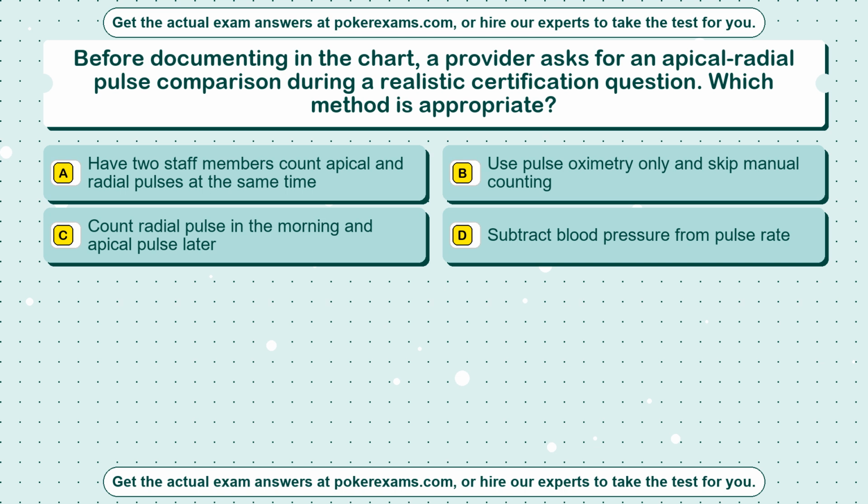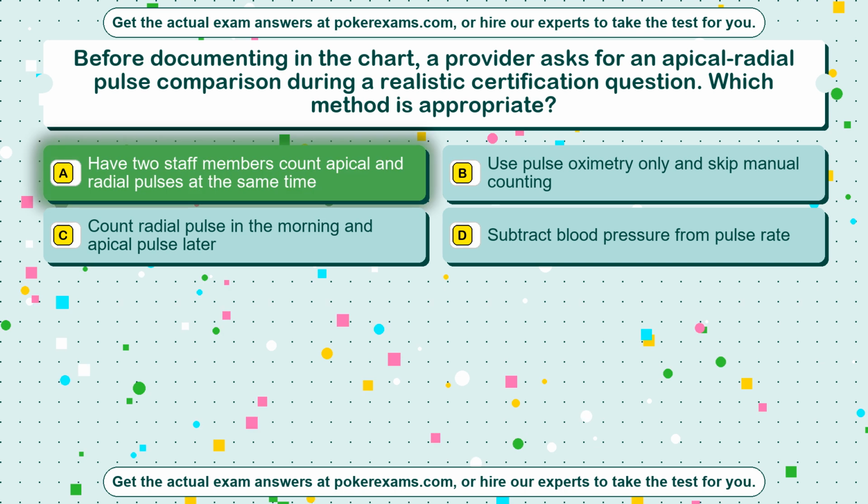Which method is appropriate? Option A. Have two staff members count apical and radial pulses at the same time. Option B. Use pulse oximetry only and skip manual counting. Option C. Count radial pulse in the morning and apical pulse later. Option D. Subtract blood pressure from pulse rate.